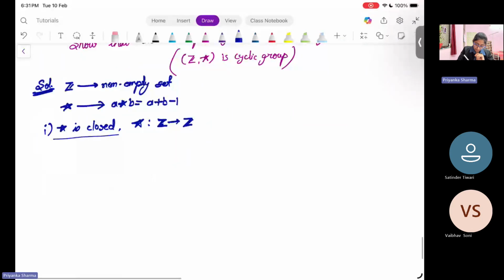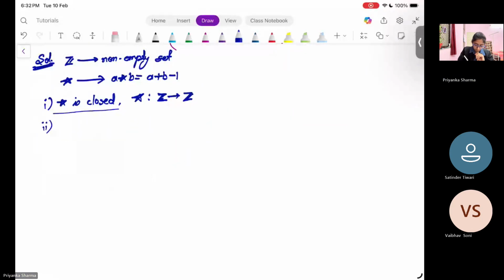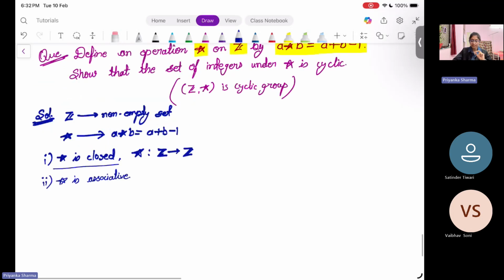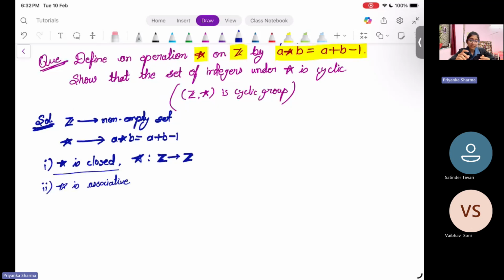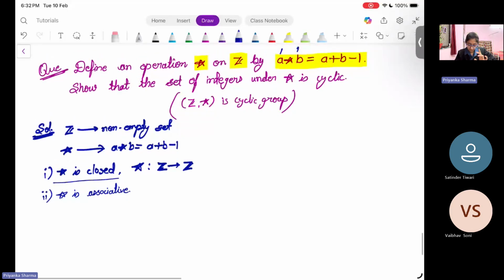Secondly, star is associative. Yes, we need to check the associativity of star. Why? Generally, associativity and commutativity we take for granted, obviously, if we take usual operations. But here this star is not the usual addition or multiplication. This is an operation which is defined differently. So we need to check whether this is associative or not. So can you check?